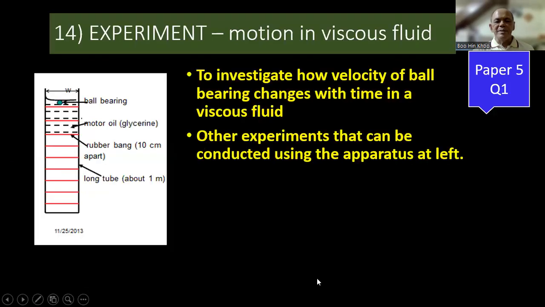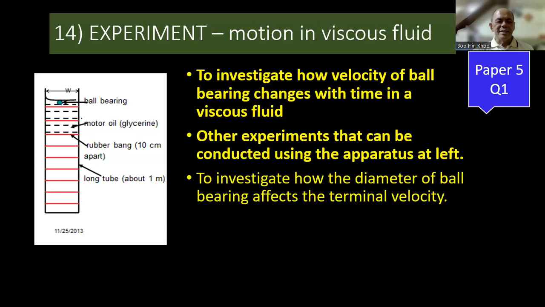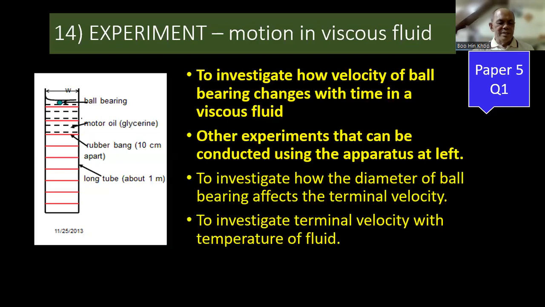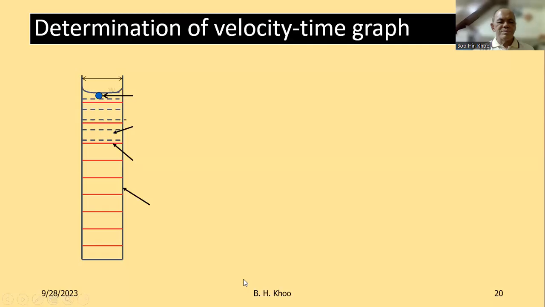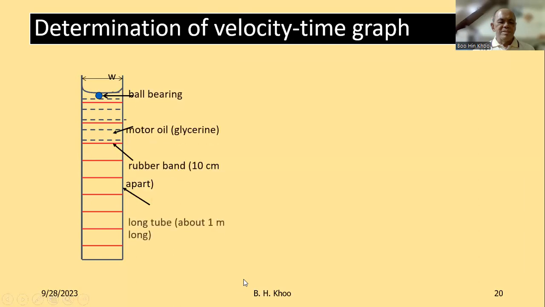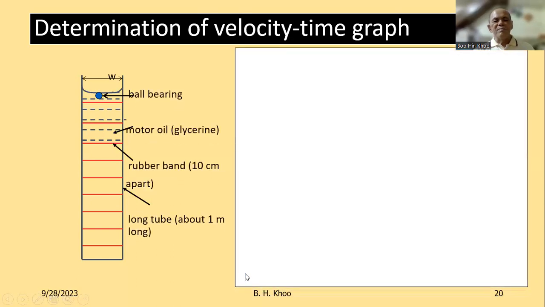Right? This experiment, usually for paper 5, question 1, we can use to study motion, or to investigate how the diameter of the ball bearing affects the terminal velocity, or to investigate how the velocity of the ball bearing changes with time in the viscous fluid, or to investigate the terminal velocity changes with temperature of the fluid. Basically, it's not required for paper 1 or paper 2. Right? This is just for general knowledge.